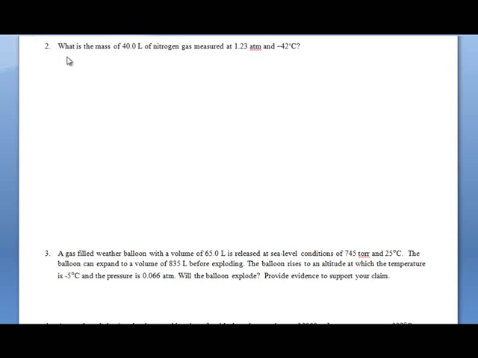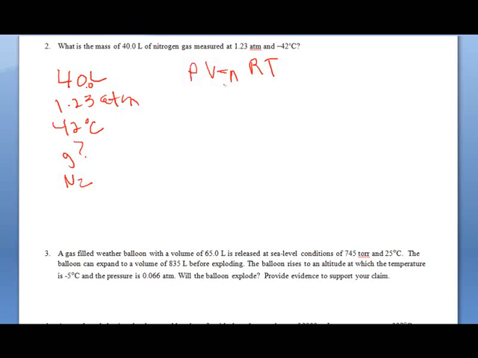So what I know is I have 40.0 liters. I have 1.23 atmospheres. I have minus 42 degrees C, and I want to know how many grams. And I also know that it's nitrogen. Nitrogen is diatomic. So if I think about PV equals nRT, I know that if I get n, it's going to help me figure out mass.